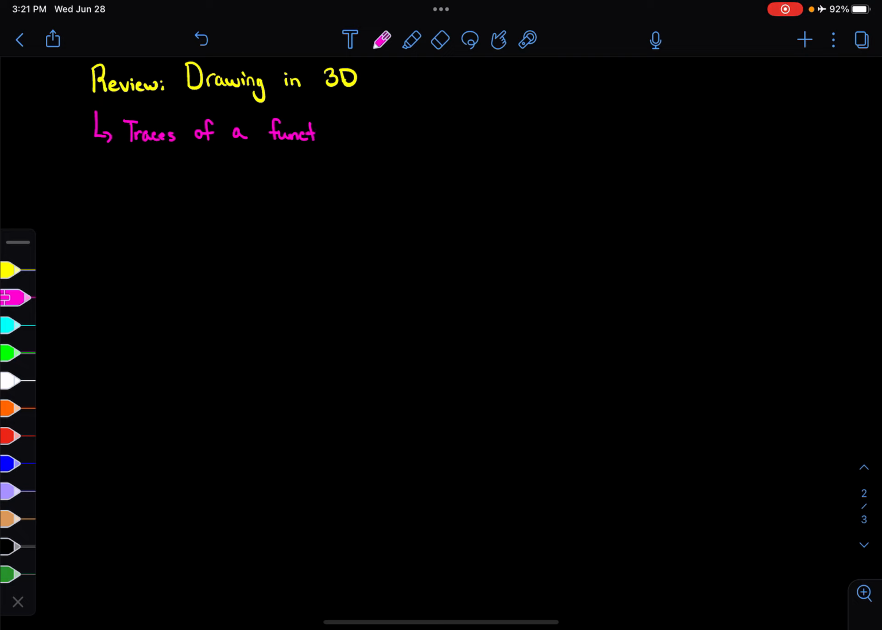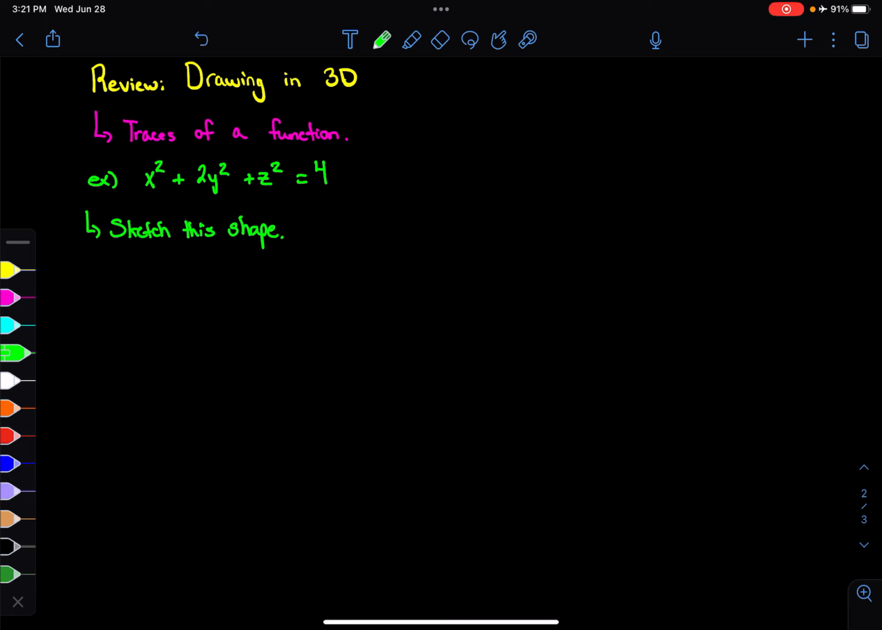A couple things to remember when doing this. For example, let's say that we have some 3D shape, and it's given by x squared plus 2y squared plus z squared is equal to 4. And the goal here is, we want to sketch this shape. Like, what is it? And let's pretend that we don't remember anything from Calculus 3.